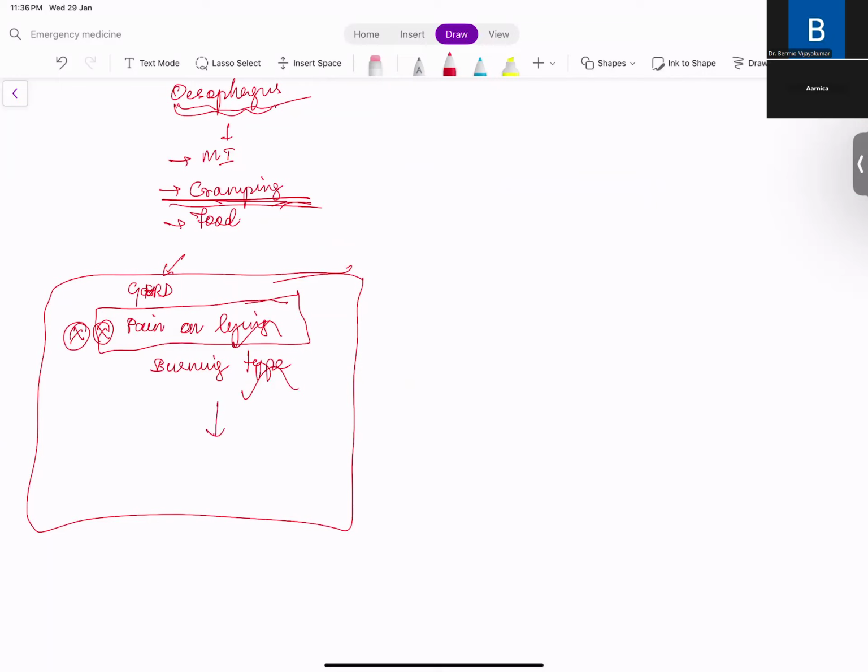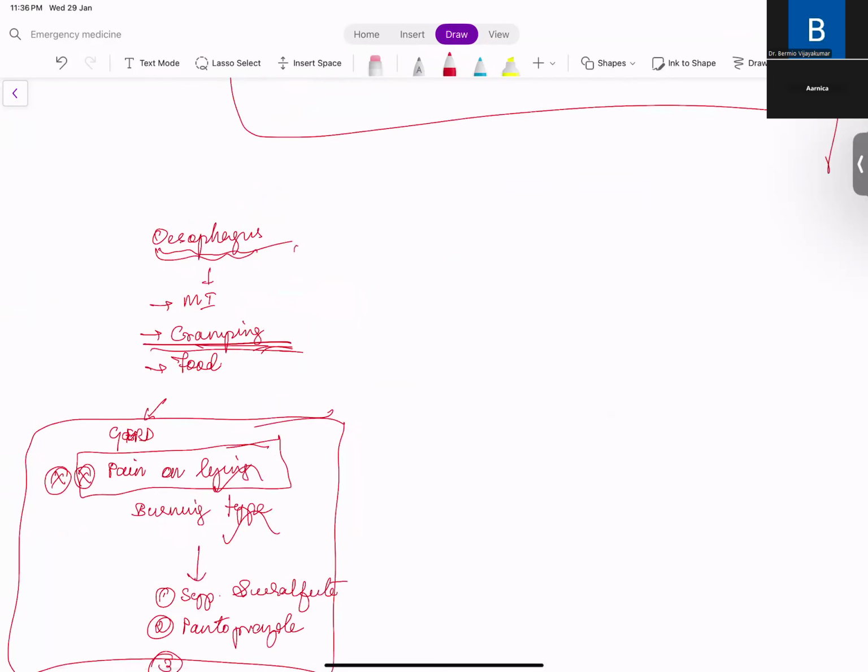So if history is very typical, it is enough if you give them supportive management. For example, syrup sucralfate. You can give them proton pump inhibitors like pantoprazole, omeprazole. Pain won't come down immediately. It may take 2 or 3 days for the ulcer to heal.